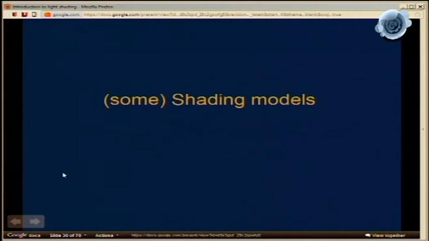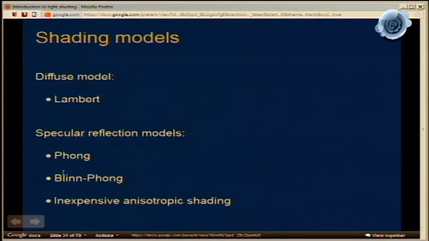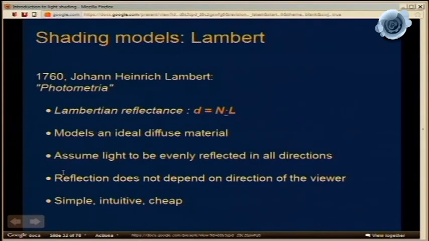Then, this was for the physics reminder. Let's go on to some shading models. So we said there are diffuse and specular. Well, for the diffuse, I won't go very far, just mentioning the Lambert one, and then we're going to see a couple of specular ones. So the Lambert is pretty old stuff. It's from Photometria, well, 18th century.